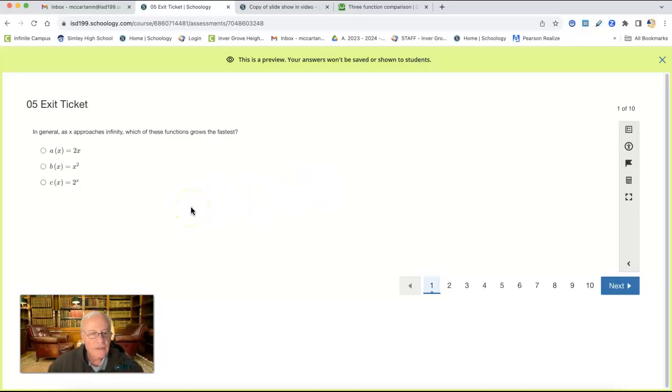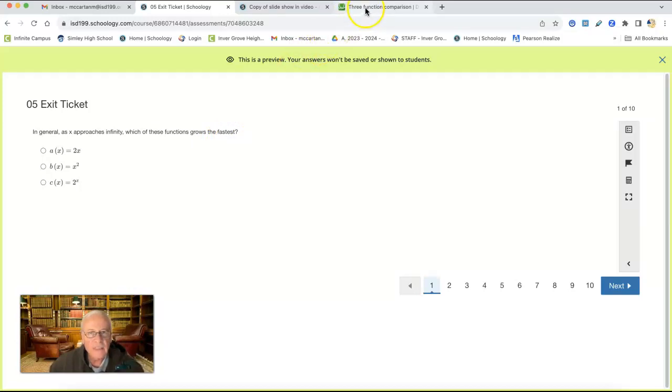Hopefully you guys are there again. You can always stop the video and look back on it if you want. Anyway, generally speaking, as x approaches infinity, which of these functions grows the fastest?